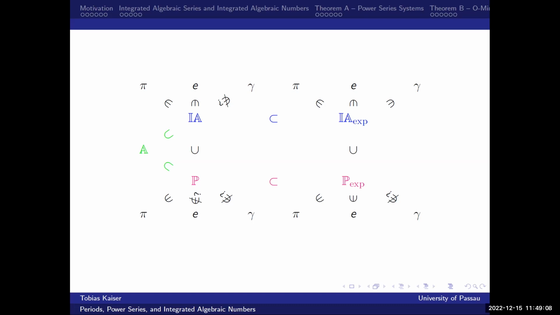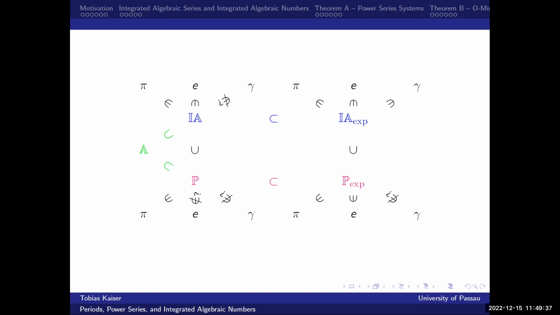Then we have the periods. We know that pi is a period. 1 over pi, we don't know. E, we don't know, but I think people think that it's not. And the same for gamma. Now the exponential periods, E isn't there. But the question is gamma.